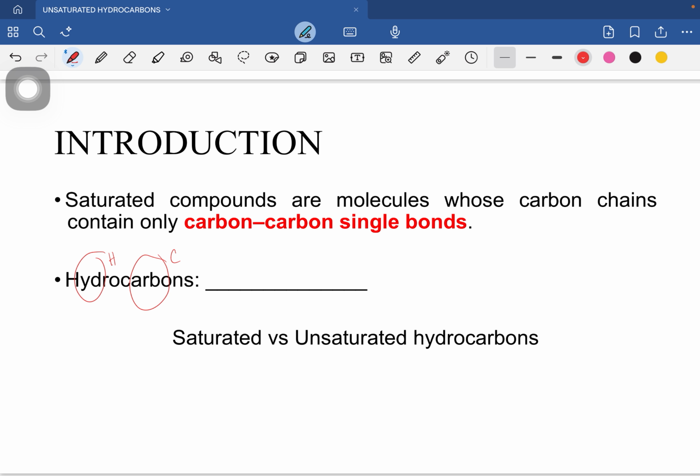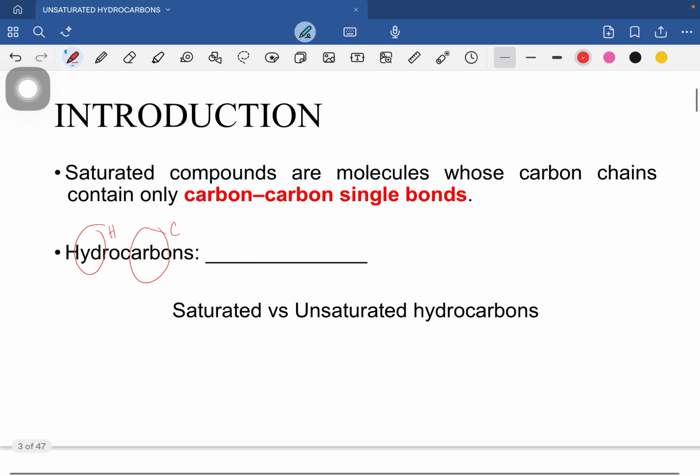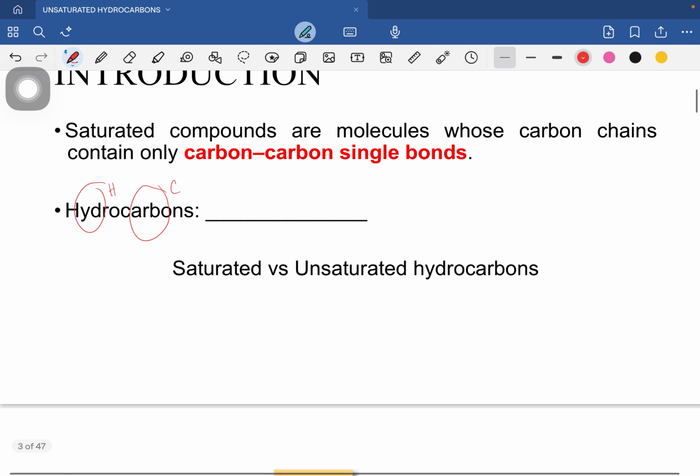Now, being the simplest organic compounds, they are the foundation for most organic molecules. When we say foundation, they are kind of like the backbone of other organic compounds. The other organic compounds are made up of hydrocarbons, with substitution of additional functional groups usually on the hydrogen and carbon atoms in our chain or in our general structure.